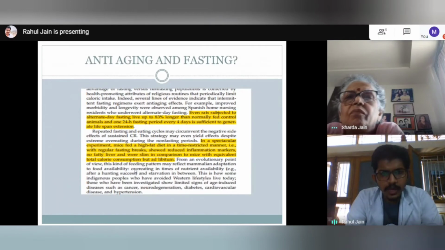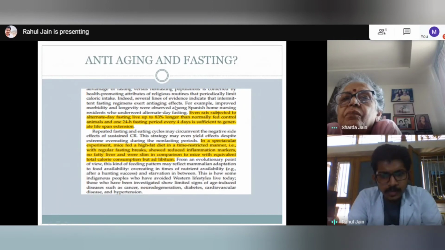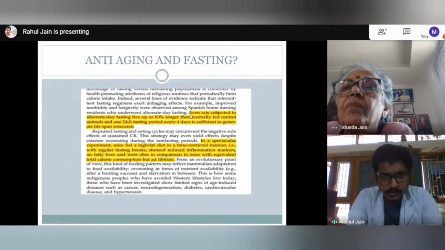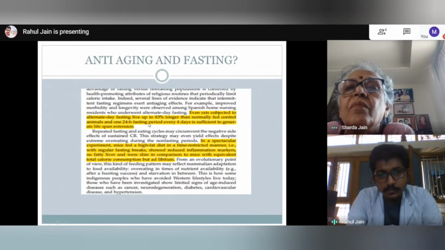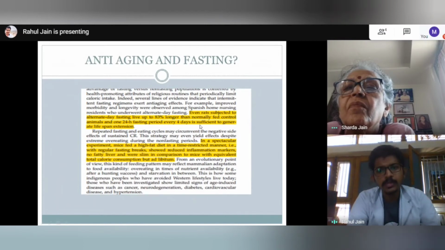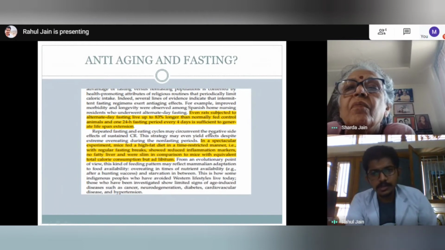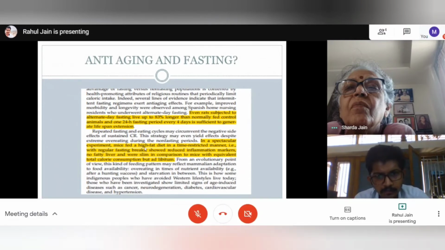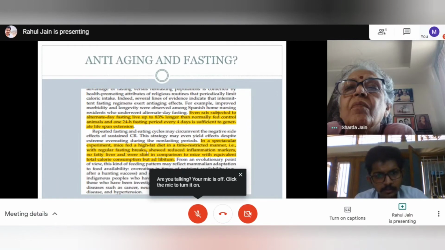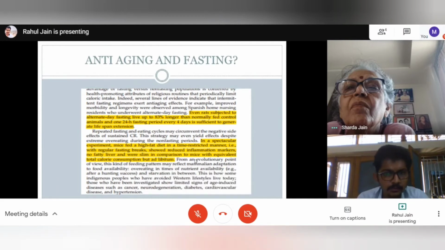Then how are anti-aging and fasting associated? This is one photo I have taken from Harrison, and this is what Harrison says. Even rats subjected to alternate day fasting live up to 83% longer than normally fed control animals, and a 24-hour fasting period every 4 days is sufficient to generate lifespan extension. Another line Harrison says is, in a spectacular experiment, mice fed a high-fat diet in a time-restricted manner, that is with regular fasting, showed reduced inflammation markers, no fatty liver, and were slim in comparison to mice with equivalent total calorie consumption, but ad libitum.